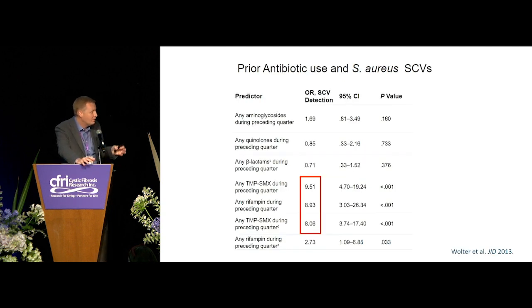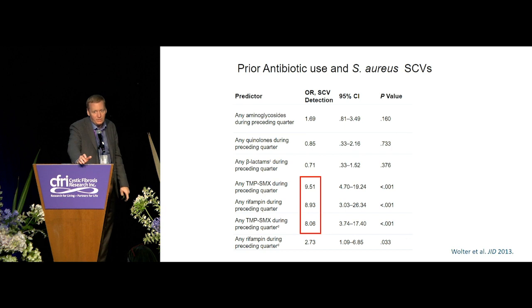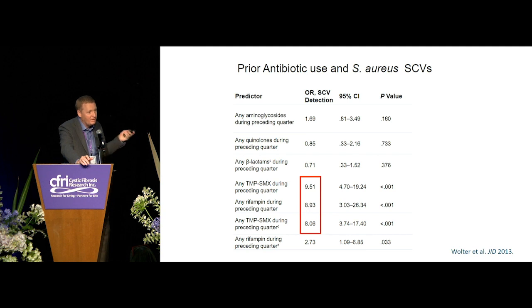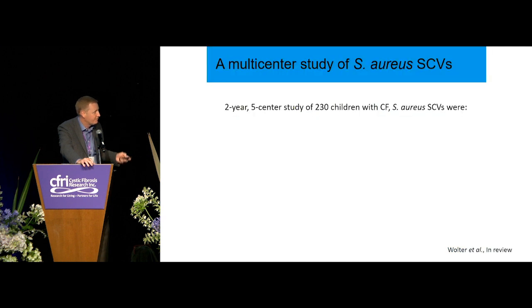They also found, when looking at those children who grew small colony variants there in Seattle, if they had been treated with Bactrim, trimethoprim sulfamethoxazole, during the last quarter, they were almost 10 times more likely to grow these small colony variants. And Luke and Dan and the others have a paper coming out very soon that explains why this is the case, and it clearly appears that exposure to Bactrim may be causing some of these.